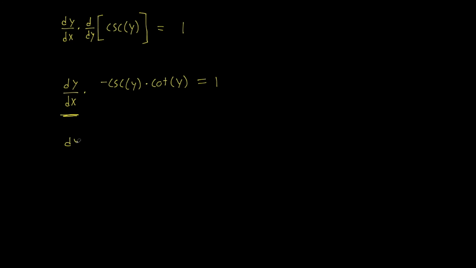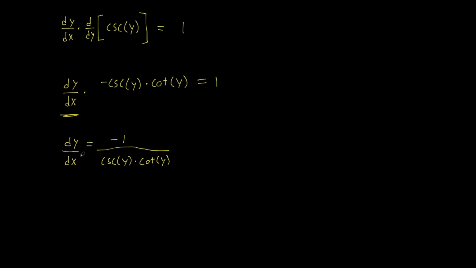So divide both sides by negative cosecant y times cotangent y, and we're going to bring that negative up top, so we get negative 1 over cosecant y times cotangent y.